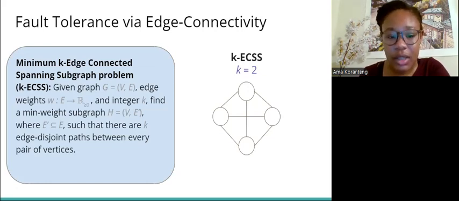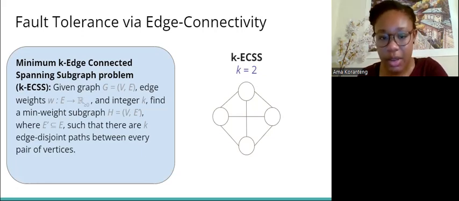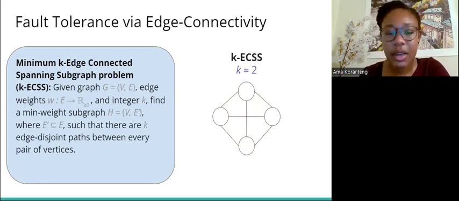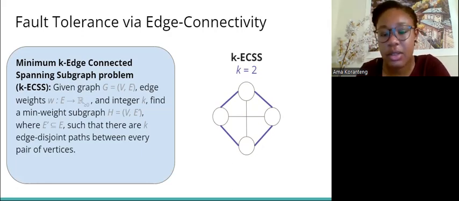On the right here, I have an example instance of KECSS with k equals 2. This means we need to find a min weight subgraph such that if any single edge is deleted from the subgraph, then what's left over is still connected. So basically, no single edge should be able to disconnect our solution subgraph. So for this example, we have a solution here in purple. If you delete any edge from this purple subgraph, then the rest of the graph is still connected.